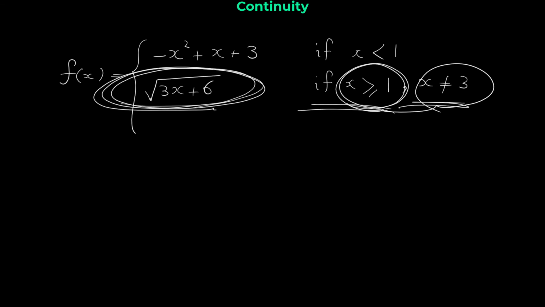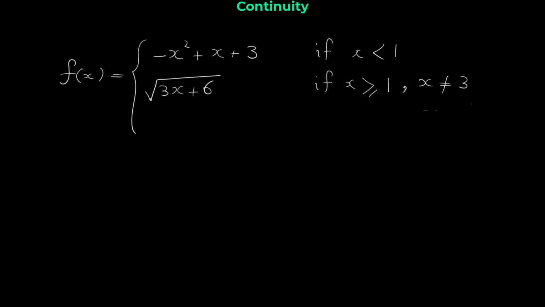And what is the function f of x if x is 3? It is given as 2 if x is 3. So the function f of x is a piecewise function and it is defined as you can see. Now we want to answer these questions. We want to find some limits about this function.